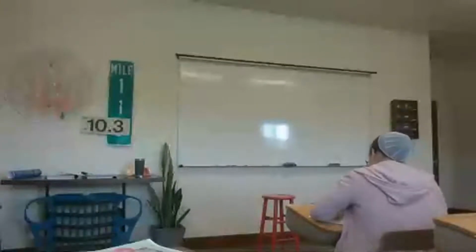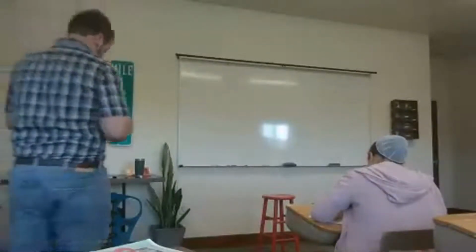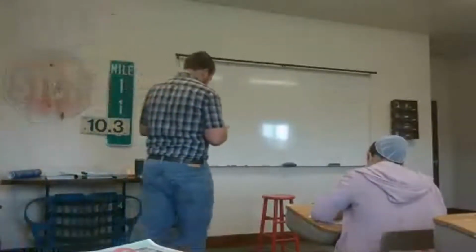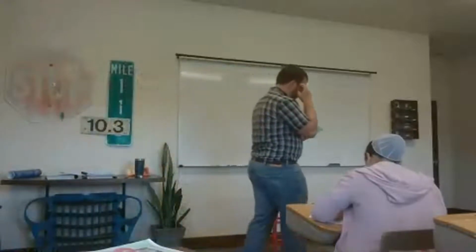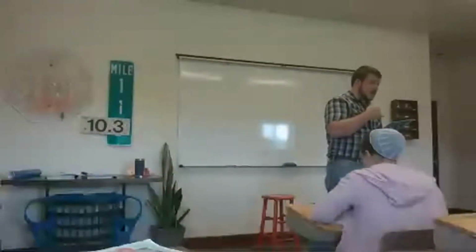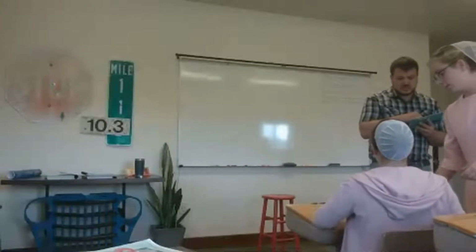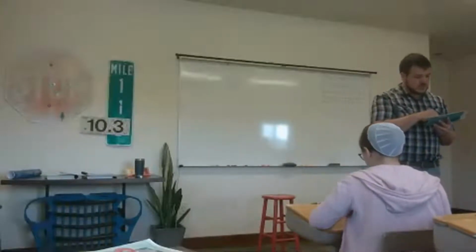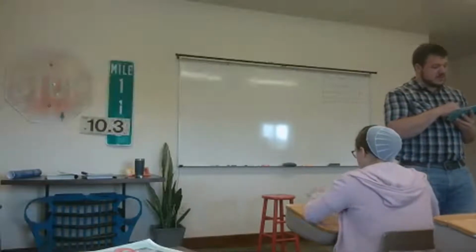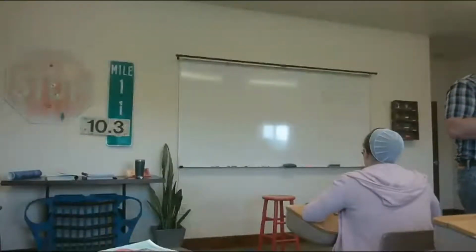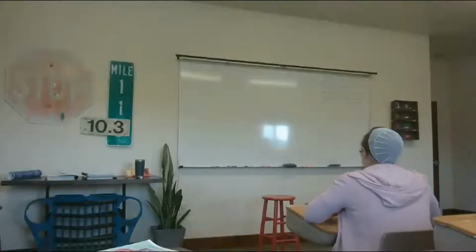Write the grades down. One wrong is a 97, two wrong is a 95, three wrong is a 92, four wrong is an 89, five wrong is an 87. Hopefully we got any less than that.